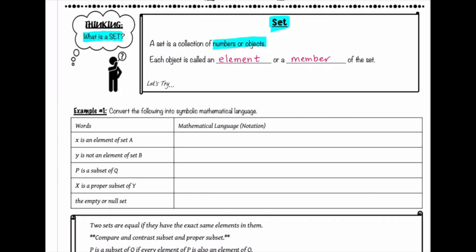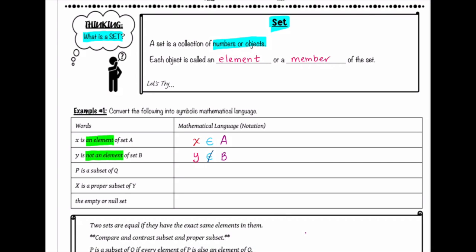For our first example, we are going to be converting the following into symbolic mathematical language. Let's look at the first one. It says X is an element of set A. So in math, we start with X, is an element, which looks like an E, of our set A. Second one, Y is not an element of set B. Very similar. We start with Y, we represent our element, but this time we're saying is not, which means we just cross it out, of our set B.